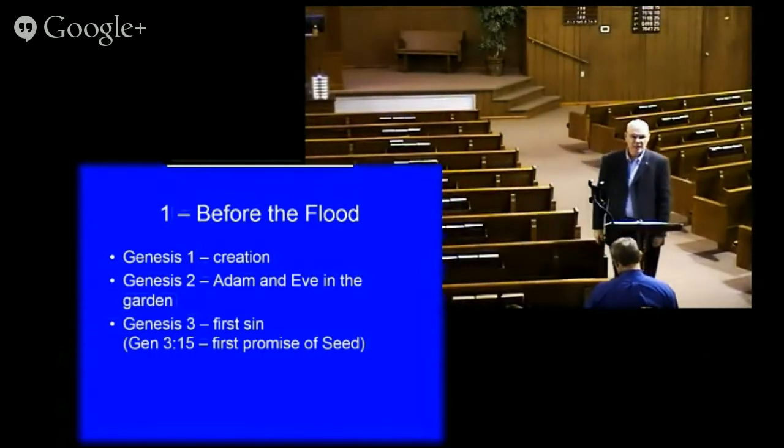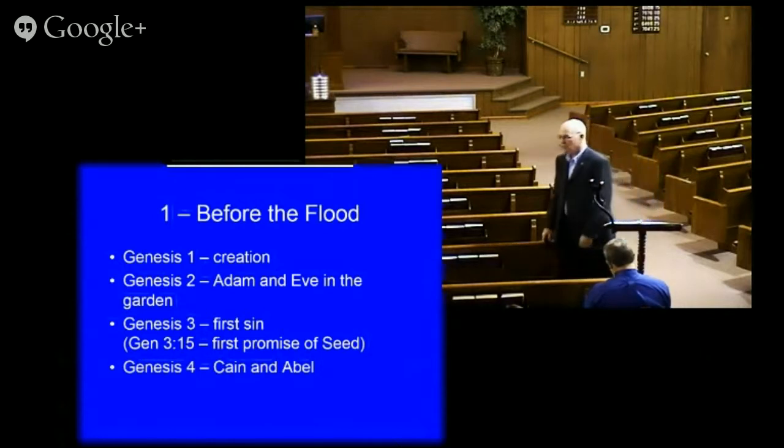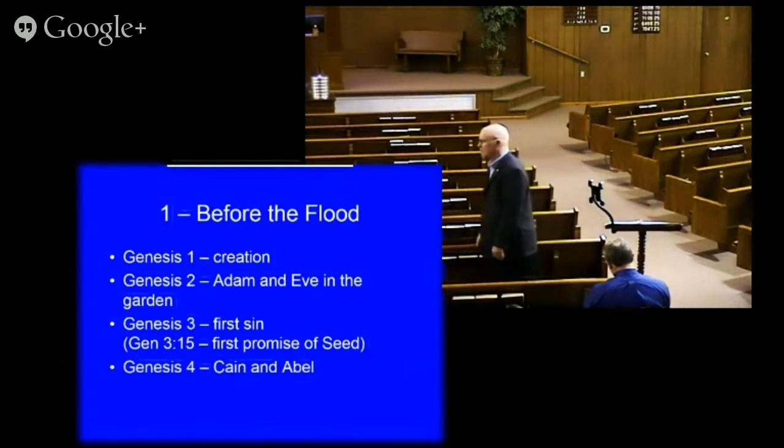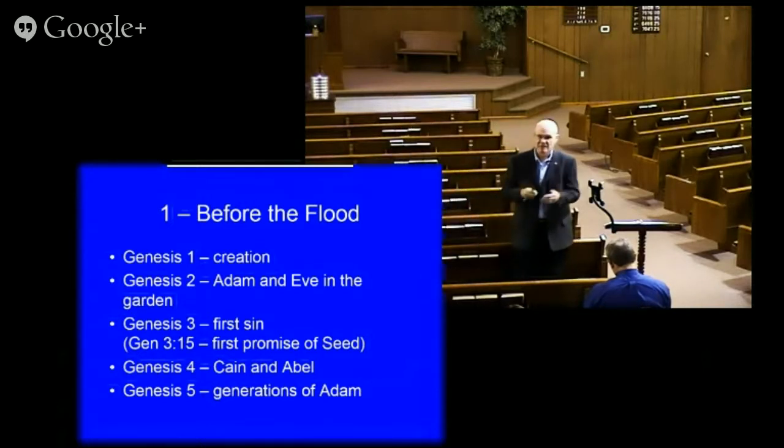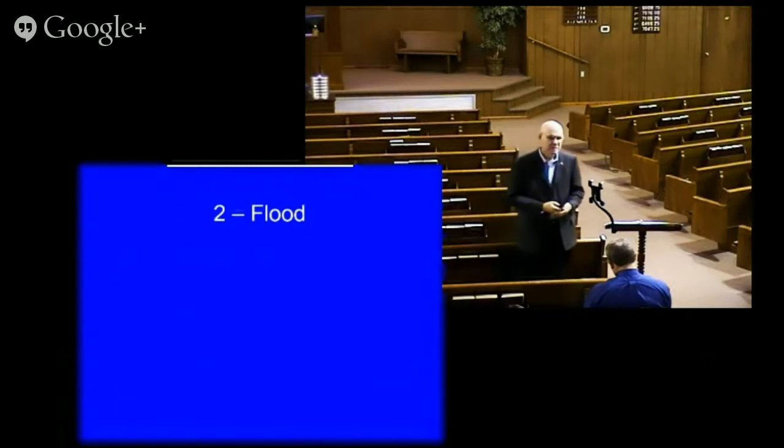Then Genesis chapter 4 is the story of Cain and Abel. And Genesis 5 is the generations to get you from Adam down to Noah. That's all the period before the flood: chapters 1, 2, 3, 4, and 5 of Genesis. Most everybody knows what's in those chapters. All right, moving to the second period, the flood.